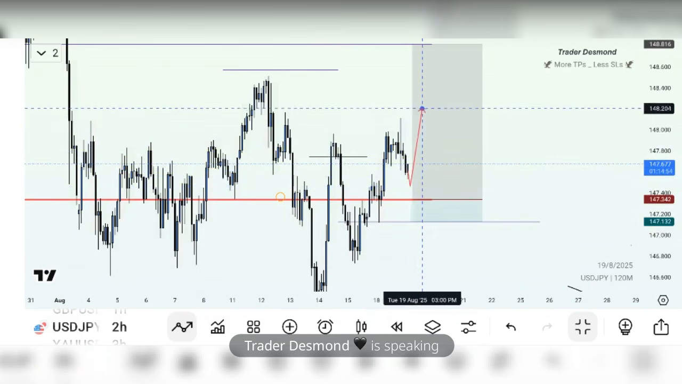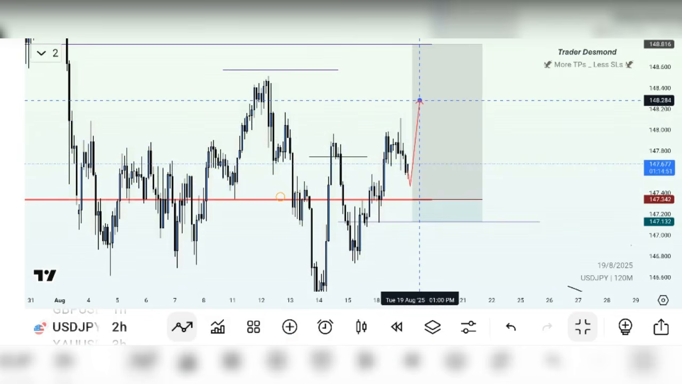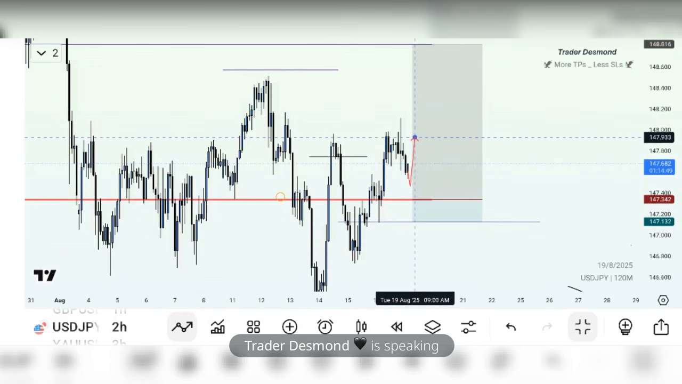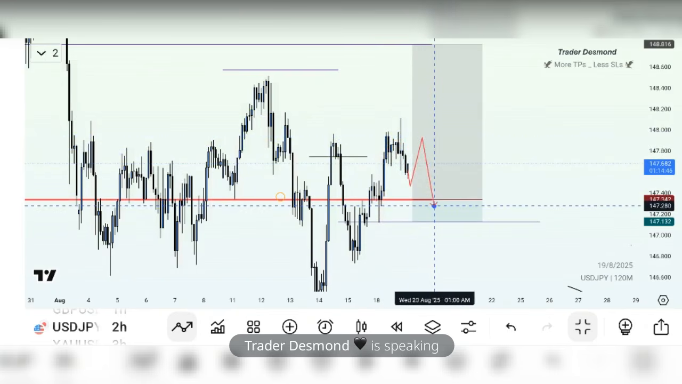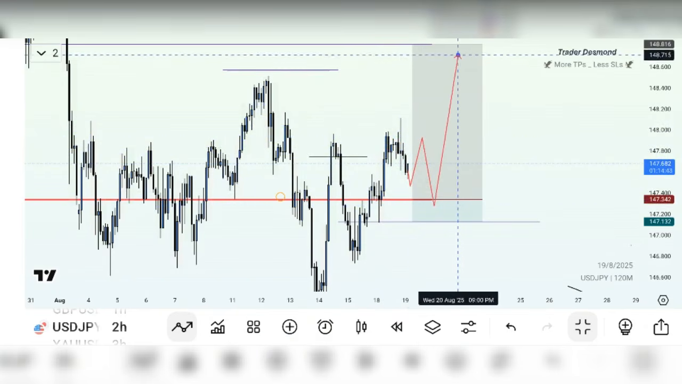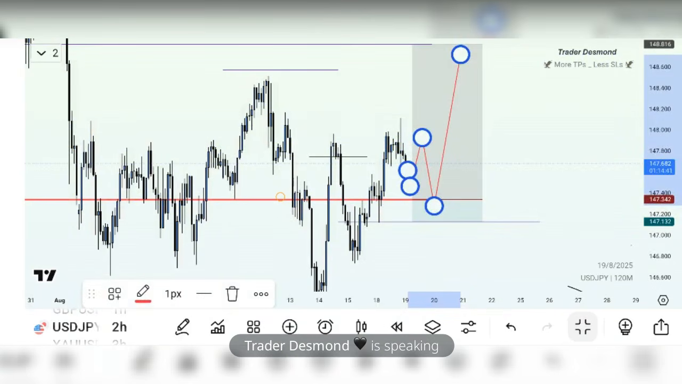Go up. Either go up or not go up, or just take out something here from me. Come back, tap into the zone and continue. That is what I'm expecting.